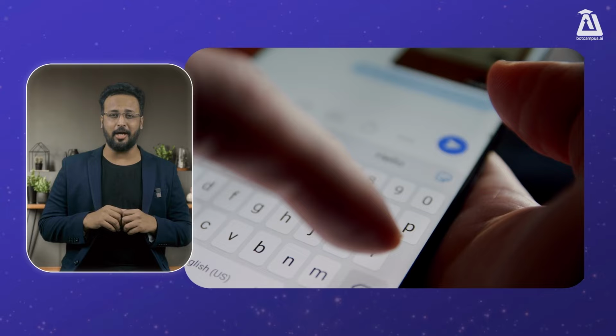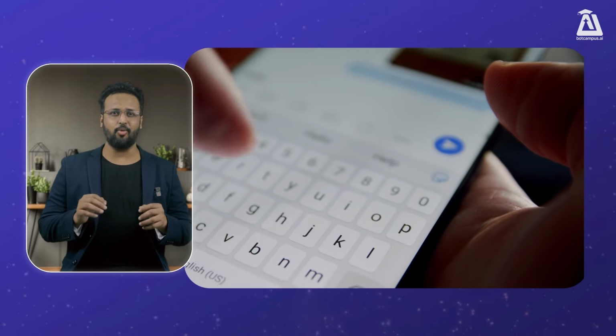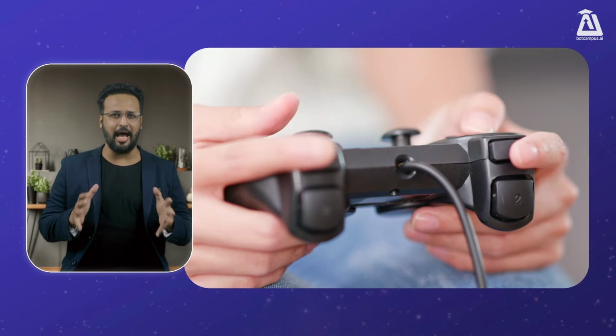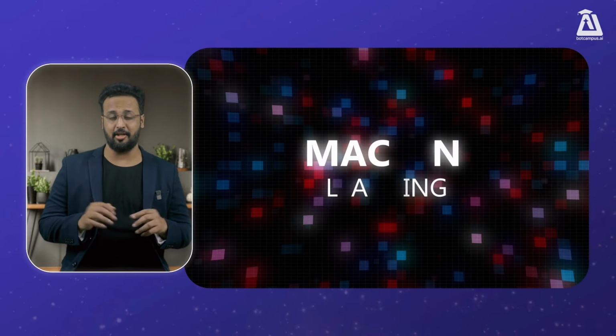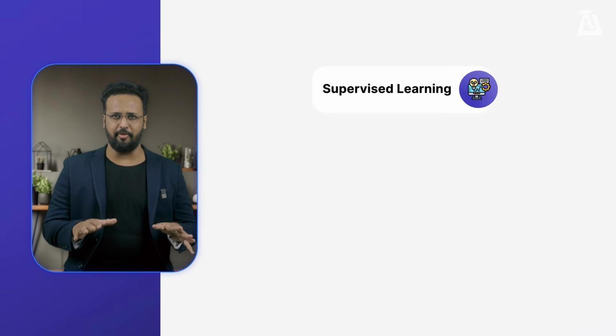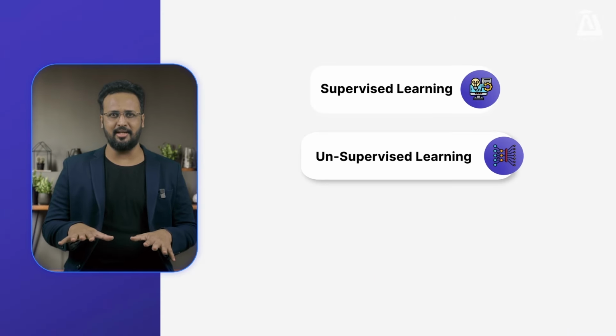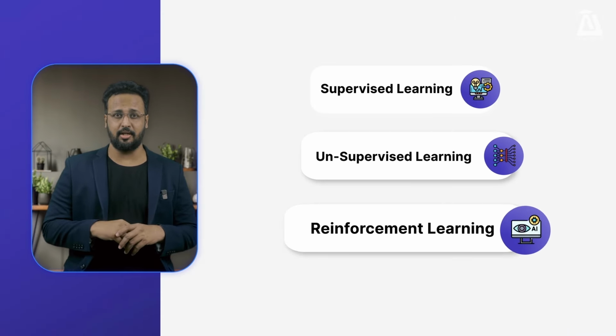Have you ever wondered how your phone knows what you're going to type next? Or how video games are getting smarter as you play? That's all thanks to something called machine learning. Today we are going to take a closer look at machine learning. Machine learning can mainly be categorized into three distinct types: supervised learning, unsupervised learning, and reinforcement learning.